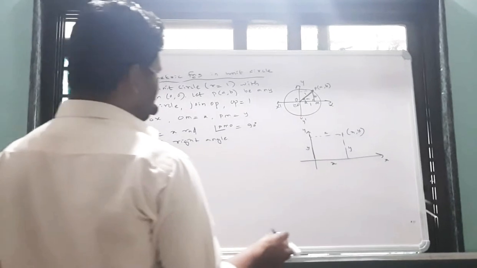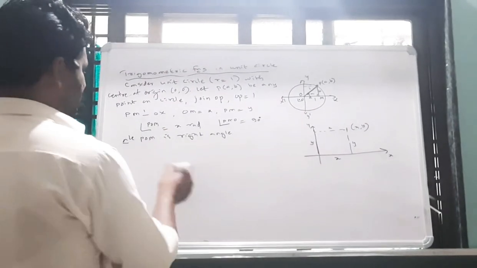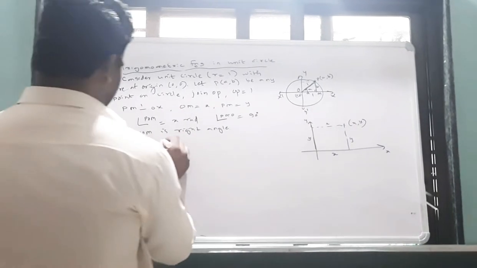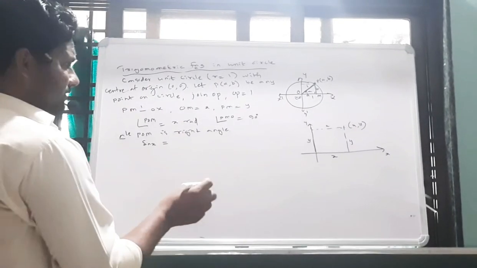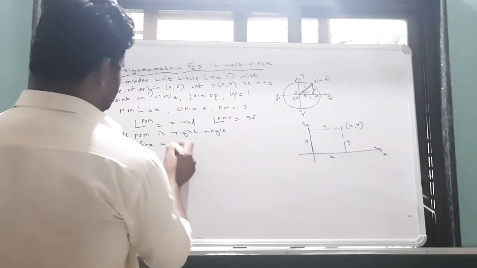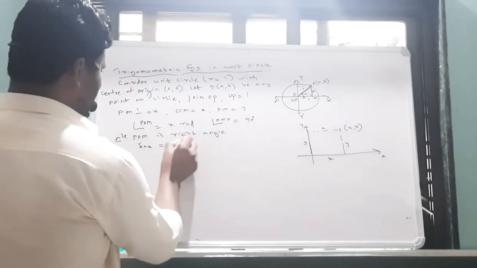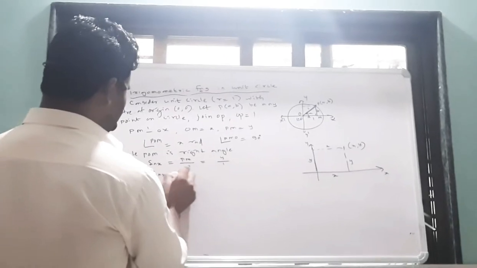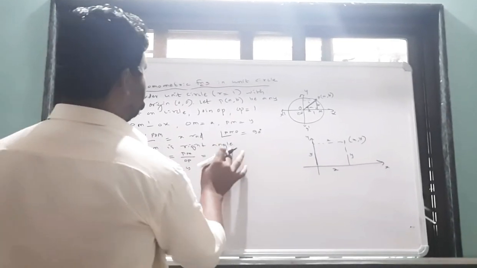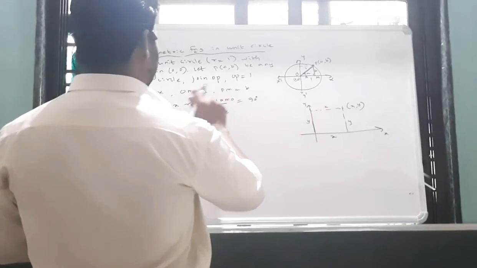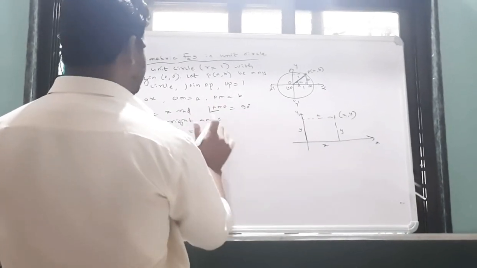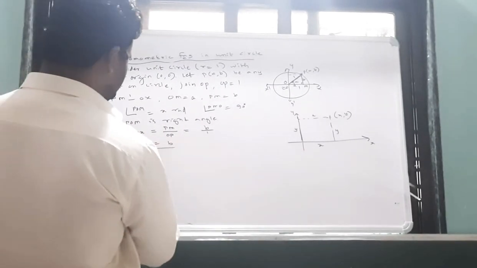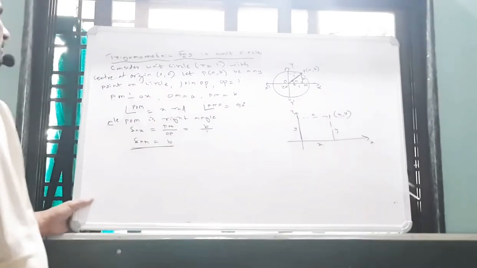So in 10th class you have studied that sin theta, here the angle is x, sin x is defined as opposite by hypotenuse. Opposite is PM, hypotenuse is OP. OM is A, PM is B. So B divided by 1 is B. So B is equal to sin x.